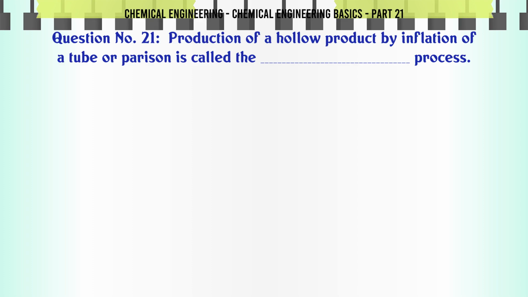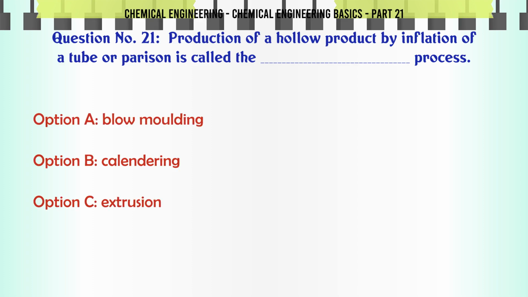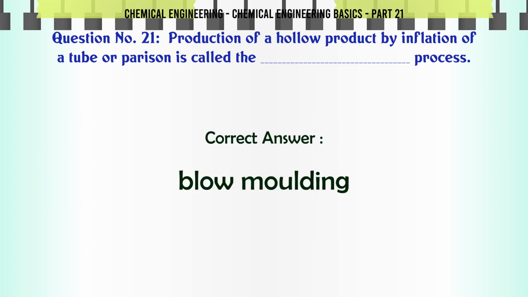Production of a hollow product by inflation of a tube or parison is called the process: A. blow molding, B. calendering, C. extrusion, D. injection. The correct answer is blow molding.